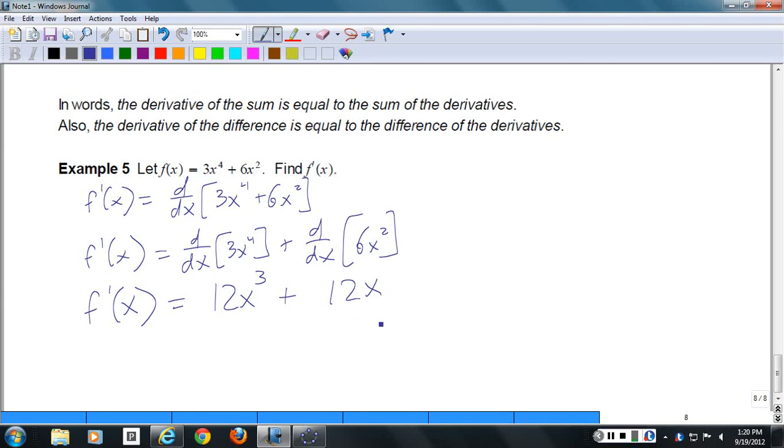In practice, of course, we look at 3x to the fourth and we do what we just did with the 3x to the fourth. We look at the 6x squared, we do what we just did to the 6x squared, and we don't write the two steps in the middle. We just write down the final answer. So the derivative of the sum is equal to the sum of the derivatives, and we call this differentiating term by term. So we look at this term, find the derivative, write it down. Look at this term, find the derivative, write it down, and the final derivative is the sum of the individual derivatives of the individual terms.